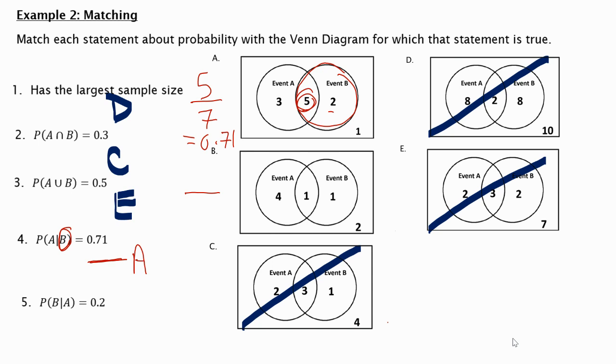For number 5, we can check just to be on the safe side. We're looking for the conditional probability of B given A. If we wanted to check to make sure we were right, A has 5 in there, and then that would be 1 over 5, or 0.2.